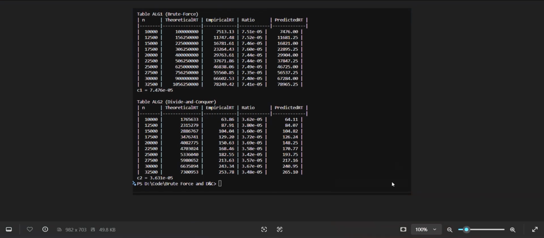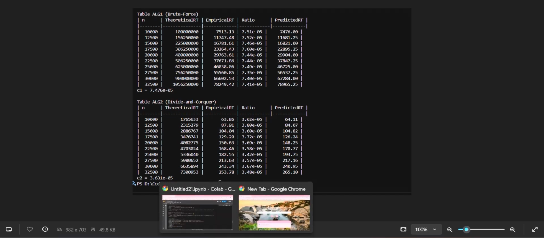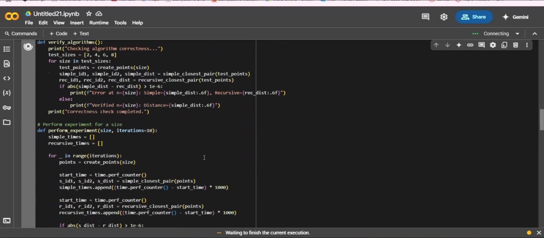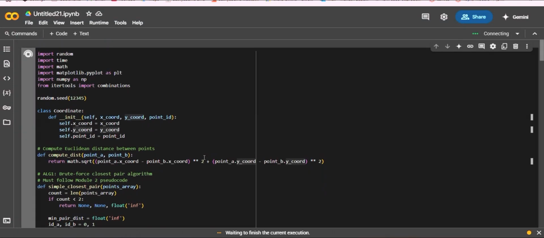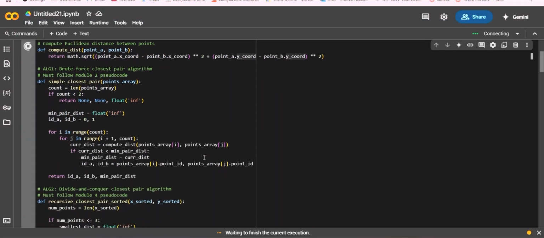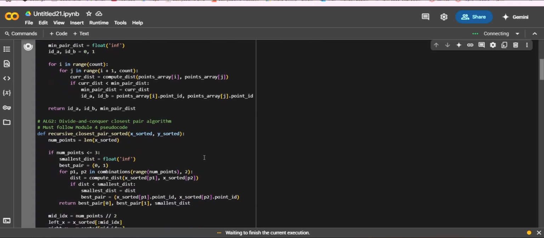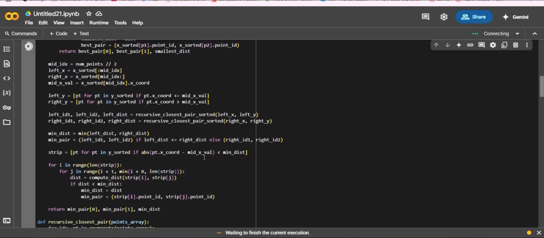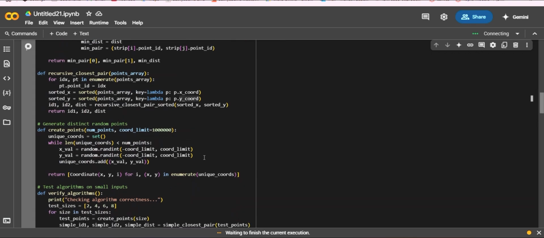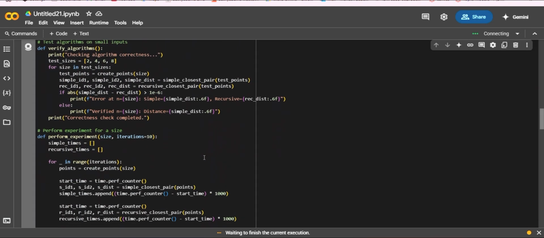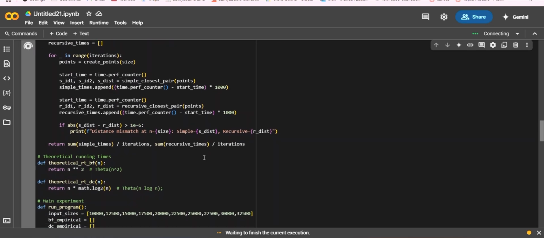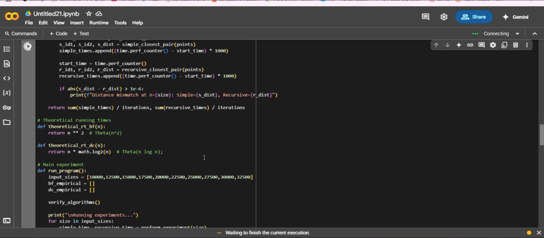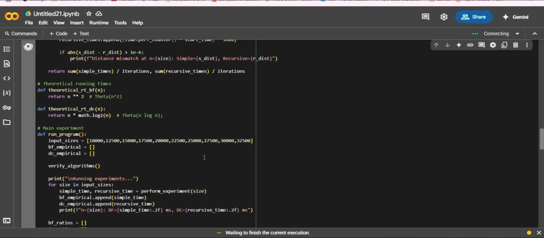Implementation overview: both algorithms were implemented in Python. We generated random 2D points for various point sizes ranging from 10,000 to 32,500. For each input size, we ran the algorithm multiple times to obtain average empirical runtime. We also calculated the theoretical runtime O of n squared for the brute force, O of n log n for the divide and conquer algorithm. A constant C was estimated to scale theoretical times and generate predicted runtimes.